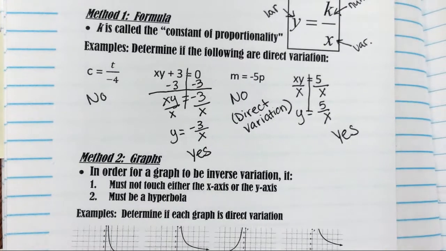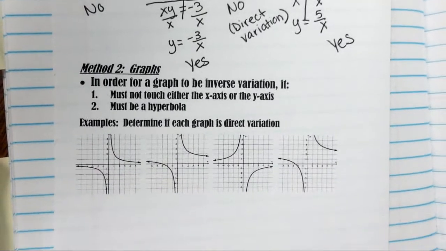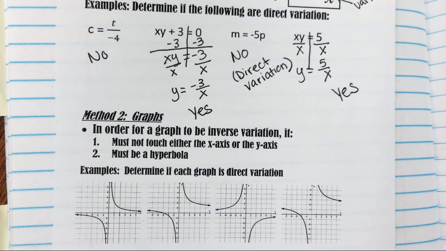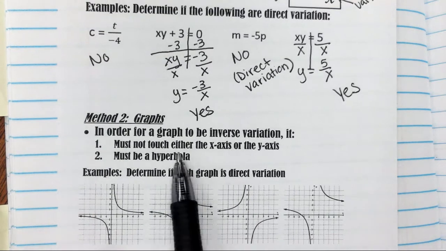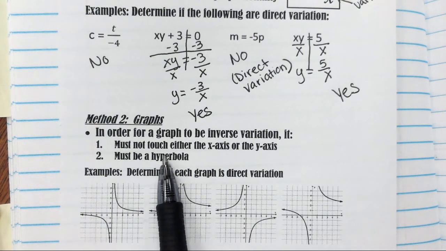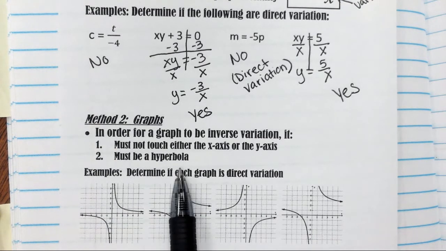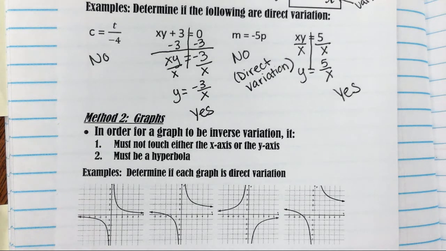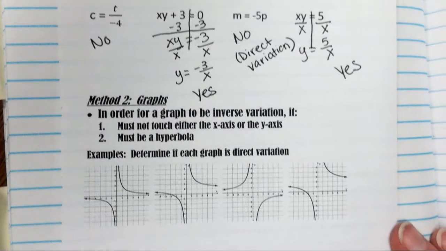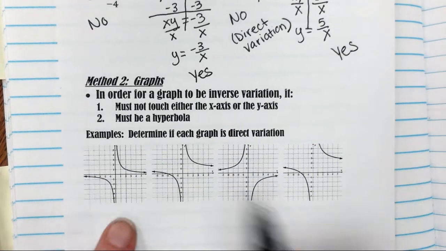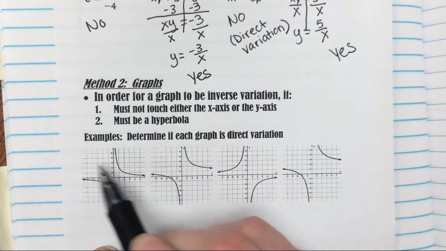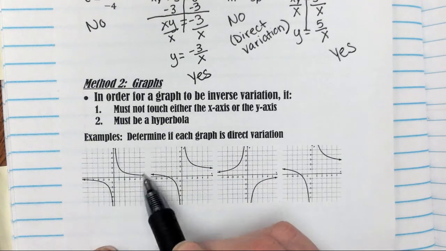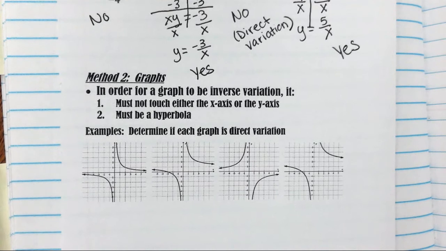All right, method 2 for identifying is we can look at the graphs. In order to determine if a graph is inverse variation, it must not touch the x or y axis, and it must be a hyperbola. So a hyperbola is kind of like a parabola that's been shifted a little bit, kind of split up, and it's kind of easier to show you a picture. So for example, this is a hyperbola. So it's taking like a U shape, but it's kind of splitting it up. A little bit difficult to describe.